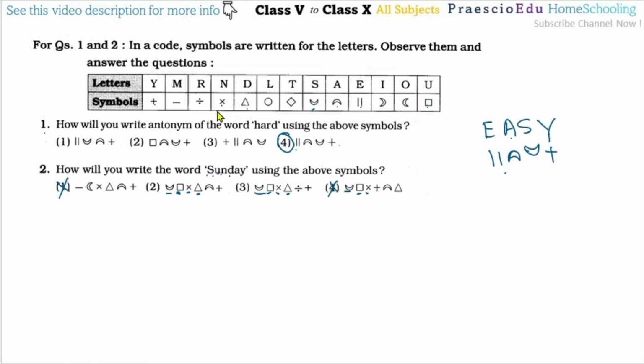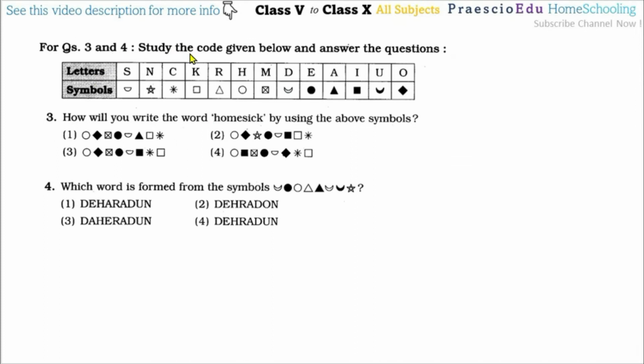Then A means this symbol, which is correctly shown, but here it is different, so option number 3 is incorrect. After this, the Y, this symbol is correctly shown, so that's why option number 2 is the correct one. Then question number 3 and 4: study the code given below and answer the question.